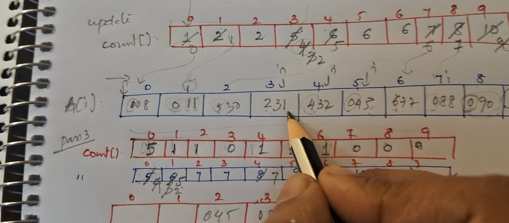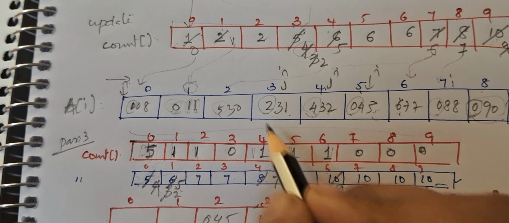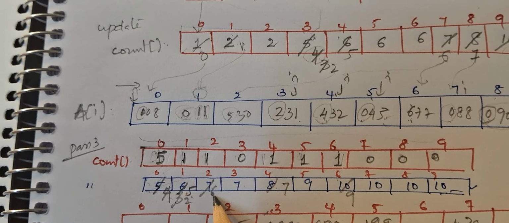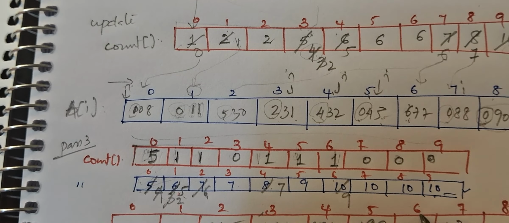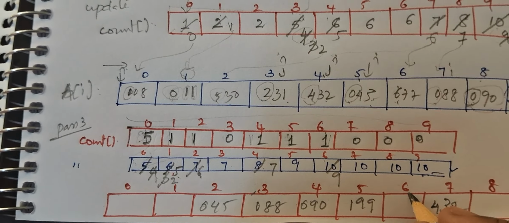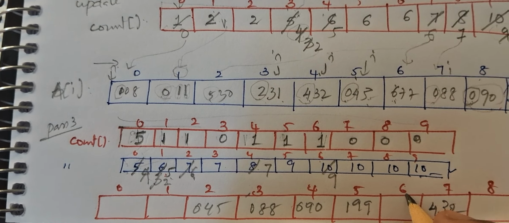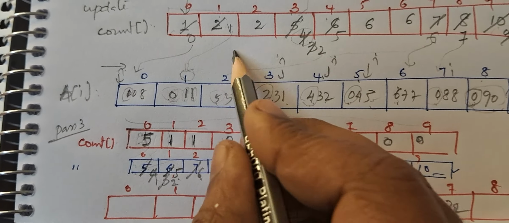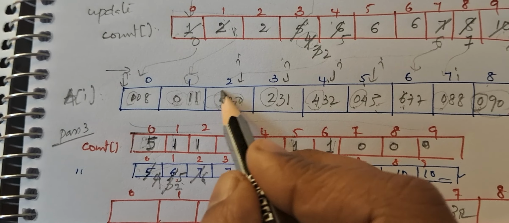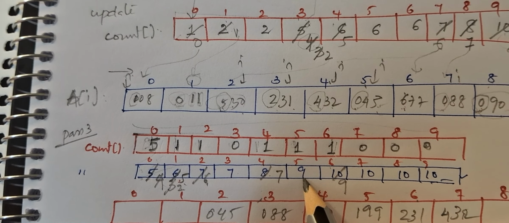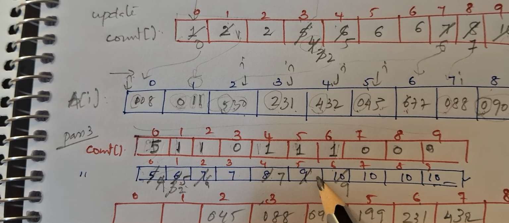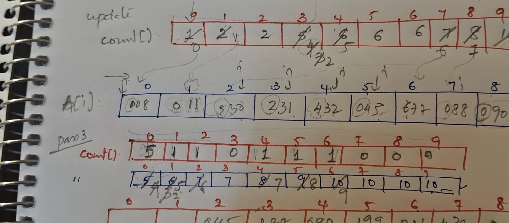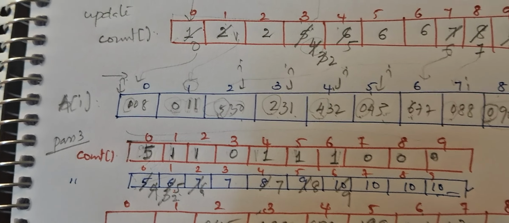A of I equal to 231, MSB is equal to 2, go to index 2 of count array, decrement the value by 1, that is equal to 7 minus 1, which is equal to 6, go to index 6 of final array and store the value here. Okay, so what is the value? 231. Then I is pointing here, A of I equal to 530, MSB is 5, go to index 5, that is 9, decrement the value 8, then store the result here. That is in the index 8 you need to store 530, A of I.